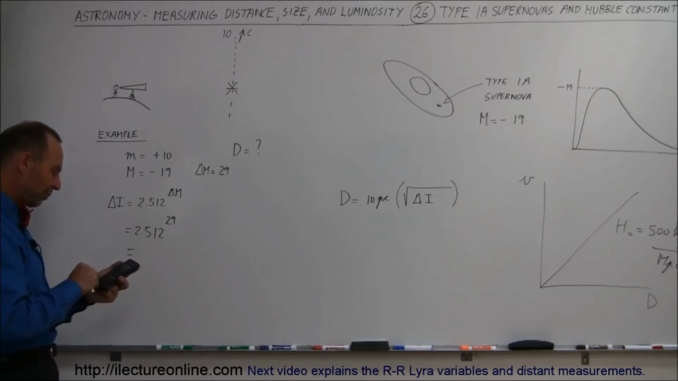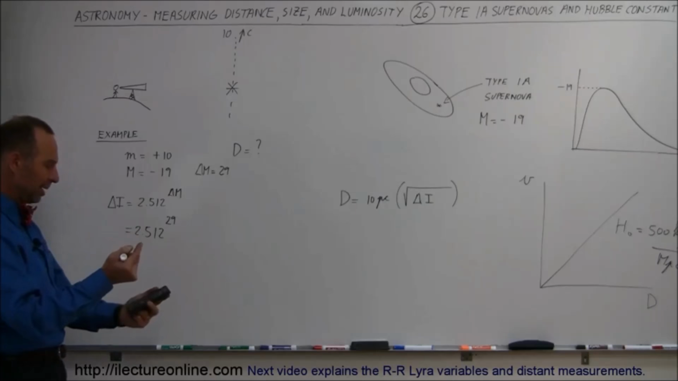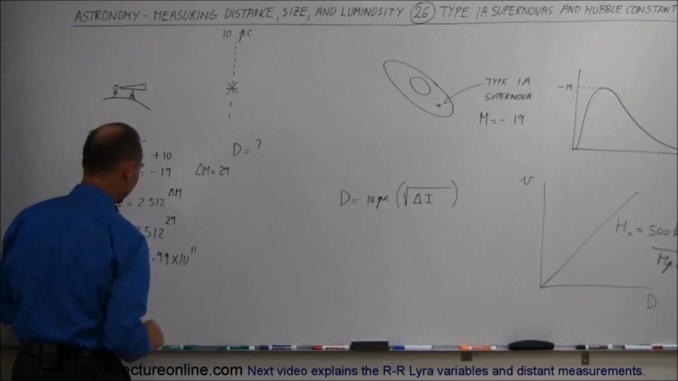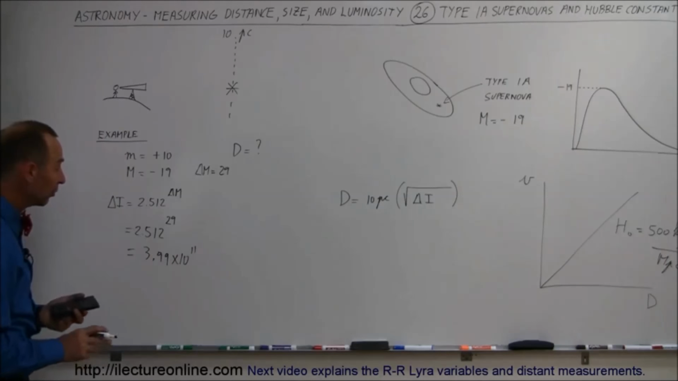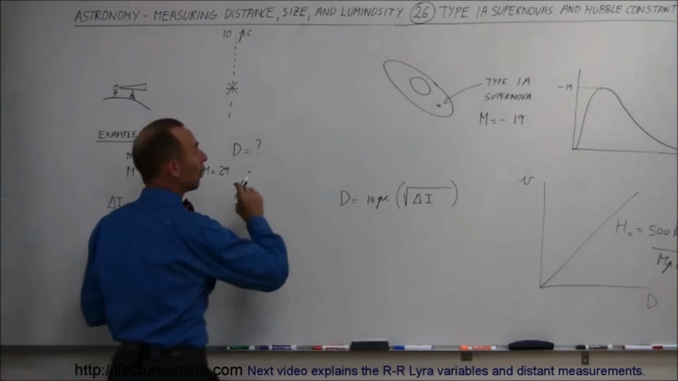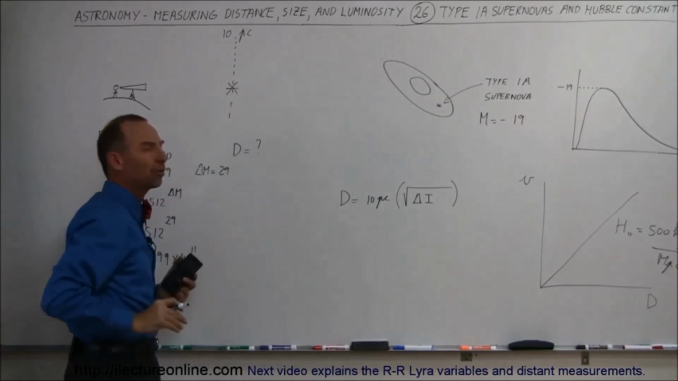2.512 raised to the 29 power, and we get 3.99 times 10 to the 11th. Big number. All right, so that would be the difference in intensity, the difference in luminosity, between where it's actually occurring and what it would be if it was only 10 parsecs away.